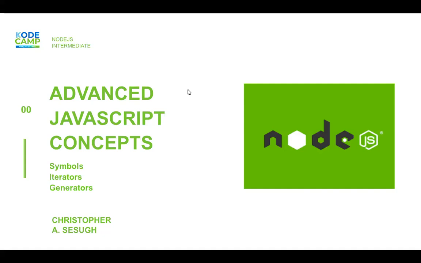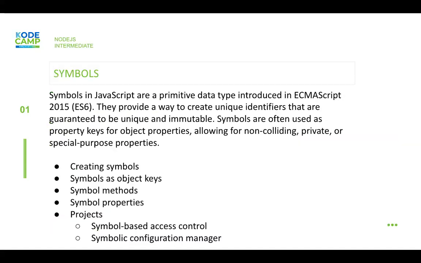And the first one on the list is symbols. Symbols in JavaScript are primitive data types introduced in ECMAScript 6, that is ES6, 2015. They provide a way to create unique identifiers that are guaranteed to be unique and immutable. Symbols are often used as property keys for object properties, allowing for non-colliding private or special purpose properties.